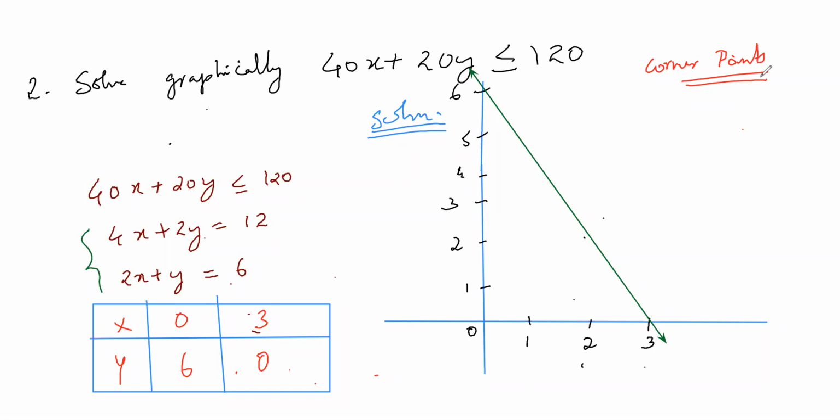So now we have to shade. This line is dividing the plane into two parts, part 1 here and part 2 here. We have to shade any of these. For the next step, if I put x and y value as 0, 0, I get 0 less than or equal to 12, which is true.